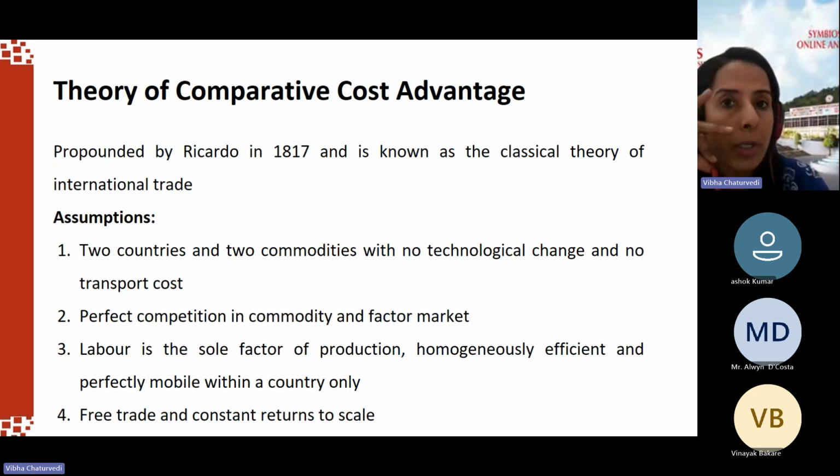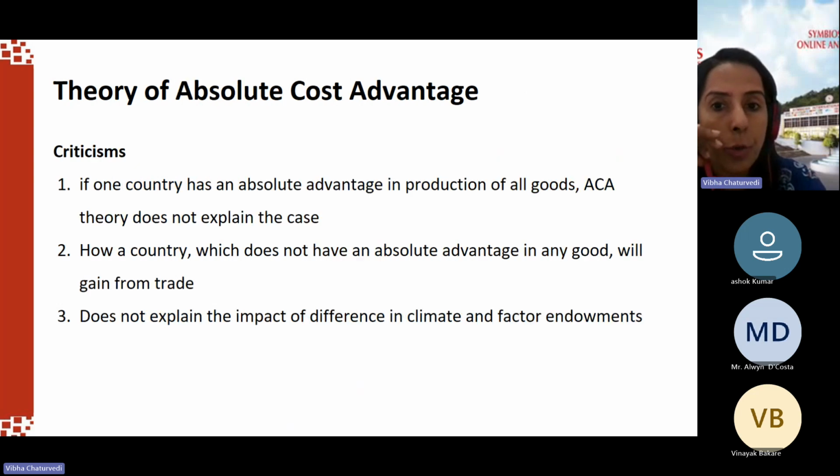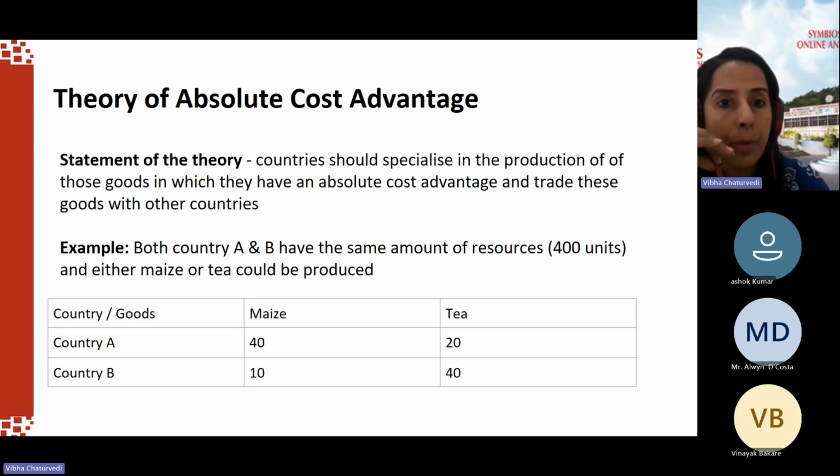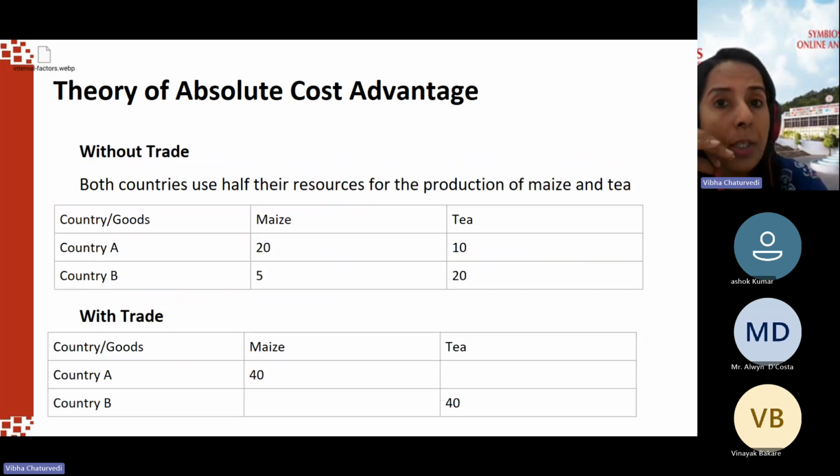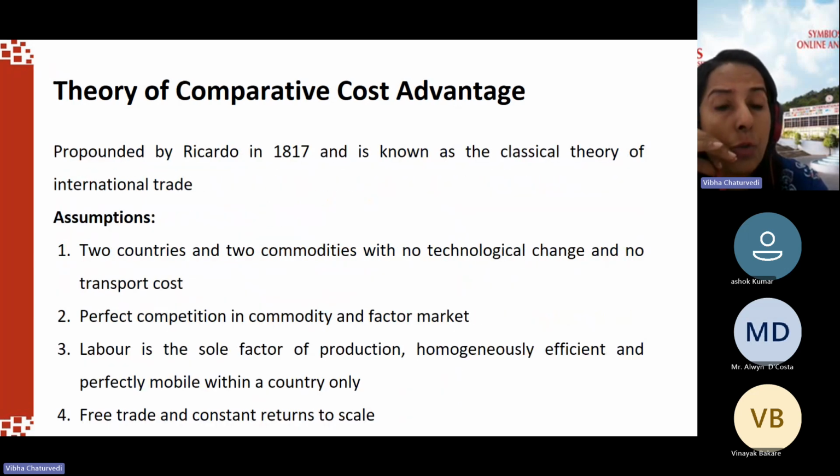This is also a classical theory, but it came up challenging the shortcomings of the absolute cost advantage theory, which was given by Adam Smith. And both these economists, Adam Smith and Ricardo, were proponents of free trade. And that is why they came up with the theories of international trade.